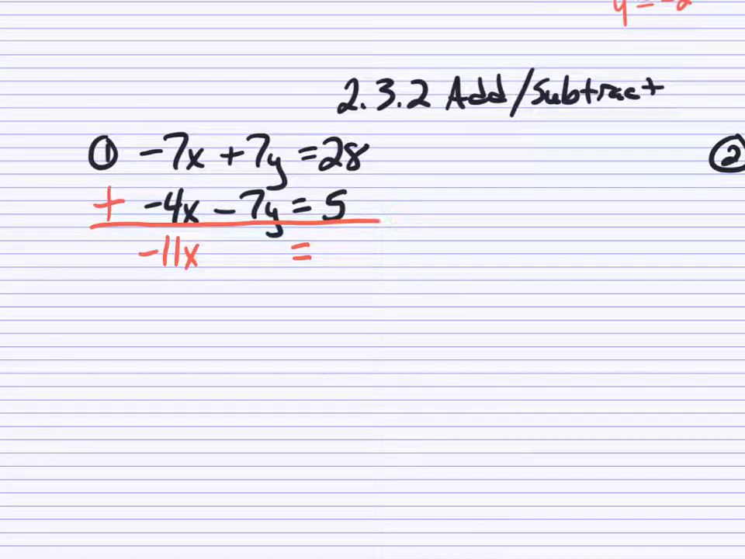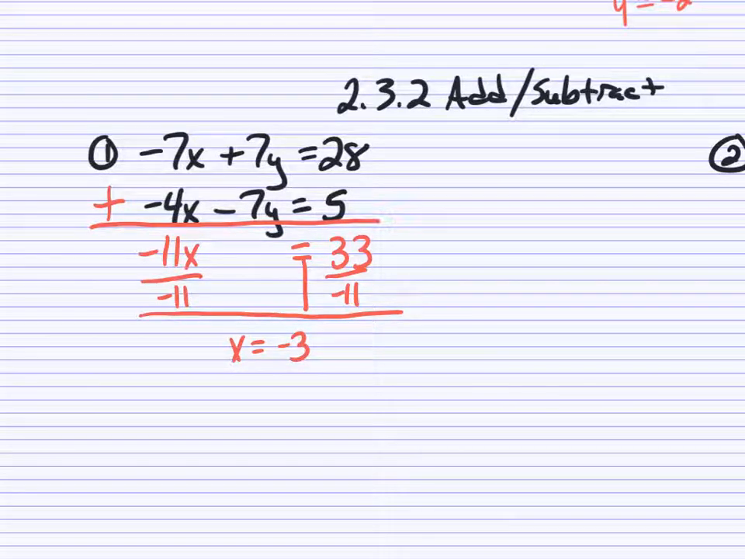28 plus 5 is 33. So now this is my equation I need to solve. And to solve this, the opposite of multiplying by negative 11 is dividing by negative 11. And we get x to equal negative 3.